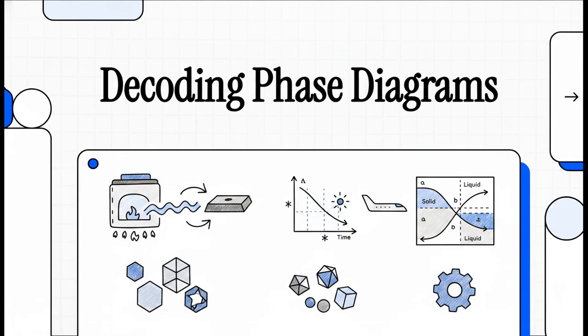Have you ever wondered why certain metals are just incredibly strong, or how engineers actually design those super advanced alloys for aerospace? Well, the secret is all about how materials behave when they're heated up and cooled down. Today, we're unpacking the ultimate blueprints of material science, phase diagrams. We'll see how the fundamental properties of the stuff all around us are secretly dictated by their thermal histories.